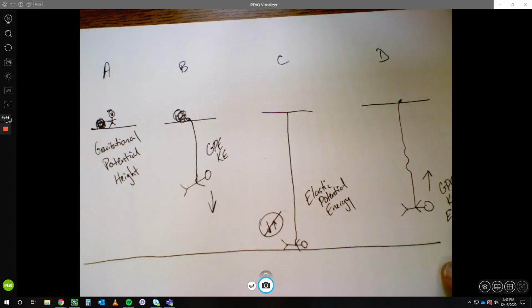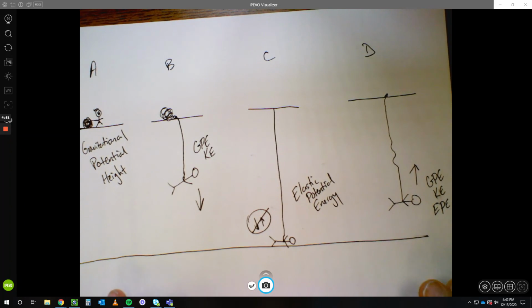Notice how the types of energy change throughout. Later on, we're going to learn that all of these always add up to 100%.